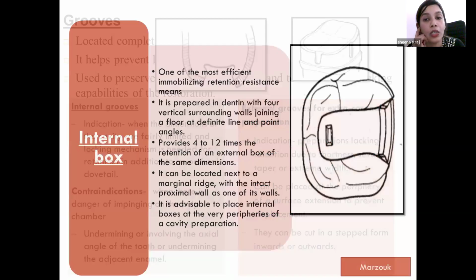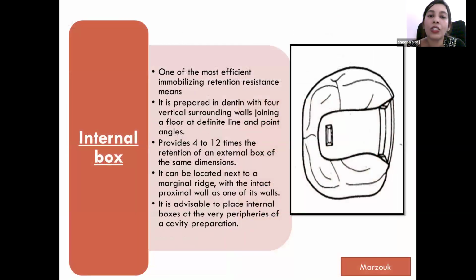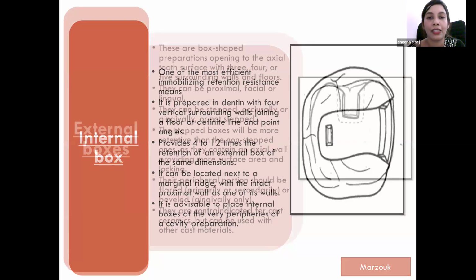Next, coming to the internal box. As you can see in the image, this is one of the most efficient methods for providing secondary retention and resistance. You can see there is preparation of a small box or slot. Normally, it provides 4 to 12 times more retention, and it is located next to the marginal ridge with the intact proximal wall. Hope you understood. It is advisable to place the internal box at the periphery of the cavity.